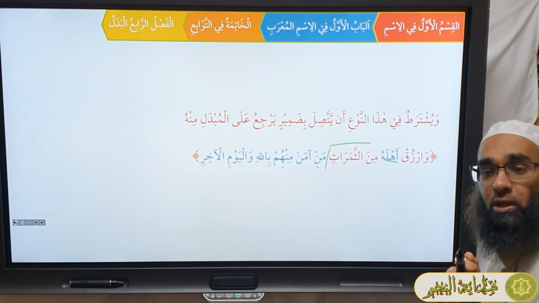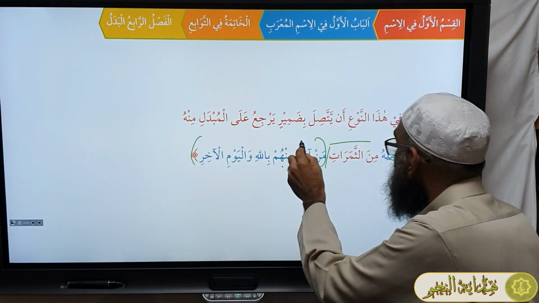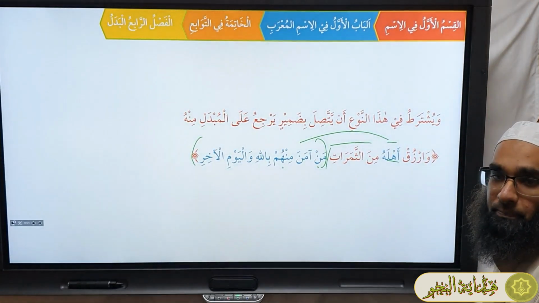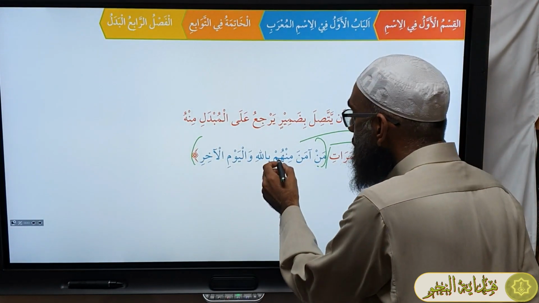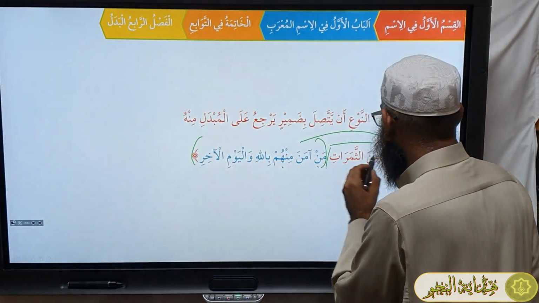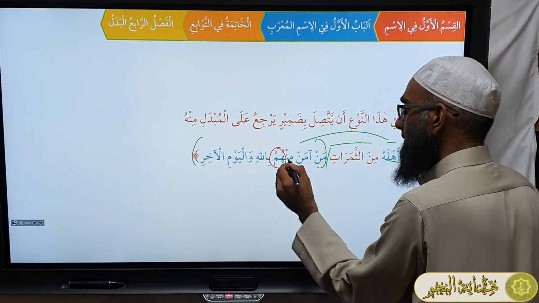So why is this Badal al-Ba'ad? Because whoever believes in Allah and the last day is some of Ahl, of Ahl Makkah. So it's called Badal al-Ba'ad. And the Badal al-Ba'ad usually has a damir referring to the Mubdal Minhu. So for example, Ahlahu Minhum. So there's the hum, the damir, which refers back to the Ahl.